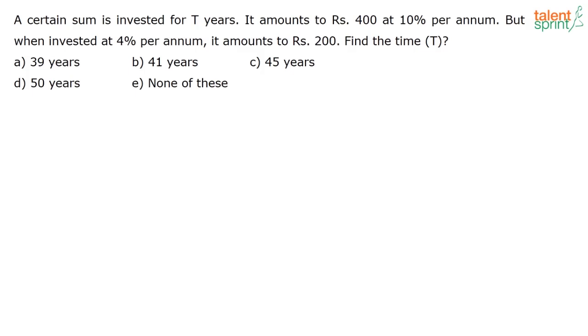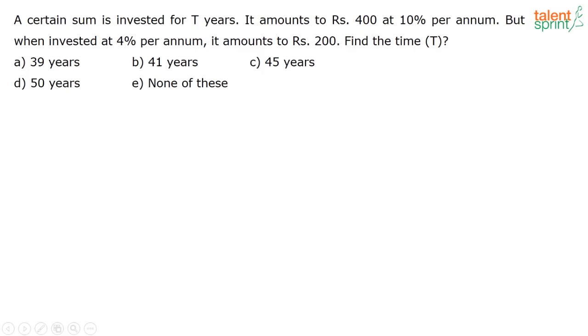A certain sum is invested for T years. It amounts to rupees 400 at 10% per annum. But when invested at 4% per annum, it amounts to rupees 200. Find the time T. It's actually a very easy question. Only thing is how you calculate. The way you calculate, you will get the answer faster.